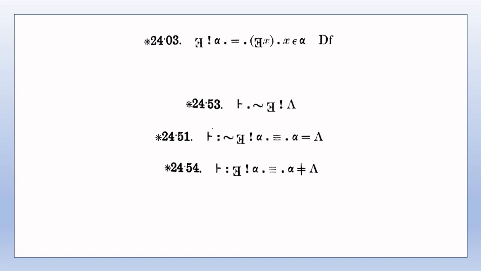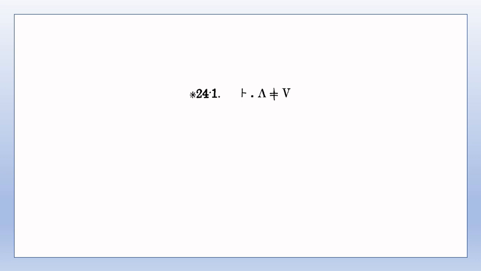So we have a very interesting proposition in this section, which is proposition 24.1. And this proposition says that the universal class is not equal to the null class. Therefore, we can either immediately or eventually deduce from this that there are at least two classes, and this is proposition 24.1. The universal class must contain at least one element, since if it contains no elements, then it would be equal to the null class.